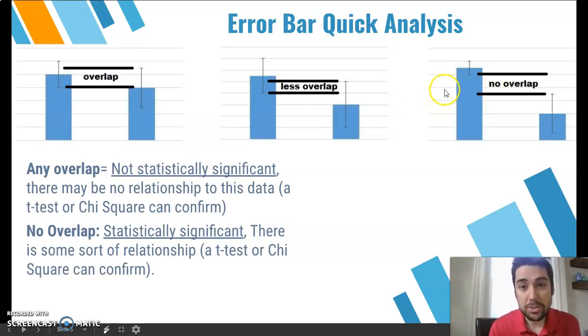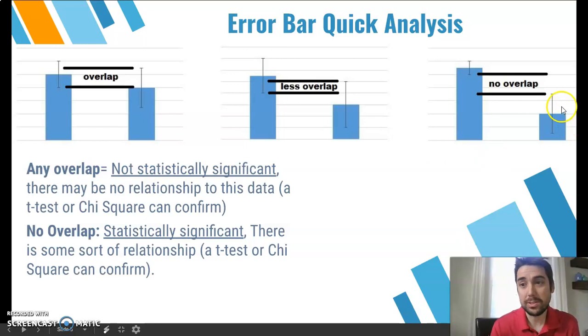Now, when there's less overlap like this, then we may have to do a chi-square test or a t-test, another statistical test, to confirm that there is no statistical relationship. However, the quick and easy way for AP is to just say straight up not statistically significant. But when there is no overlap, that's when we can say they're statistically significant.